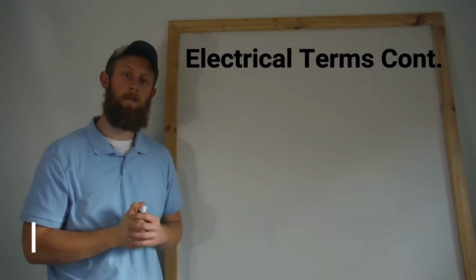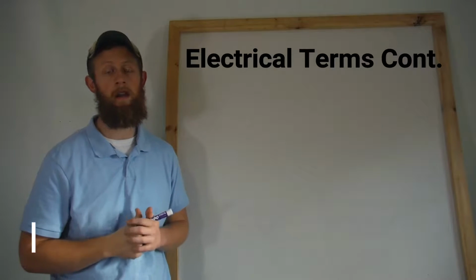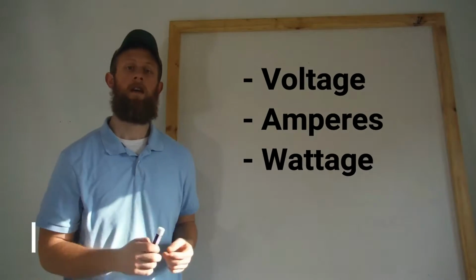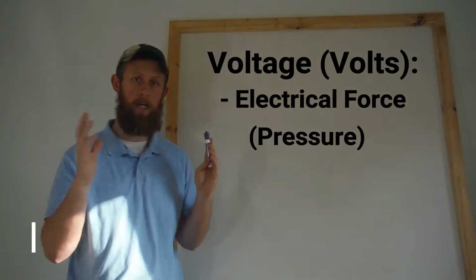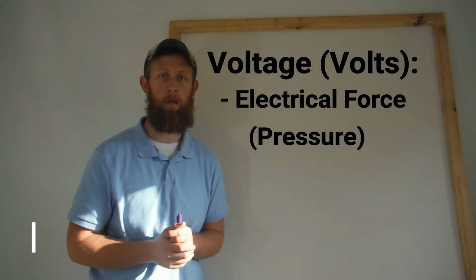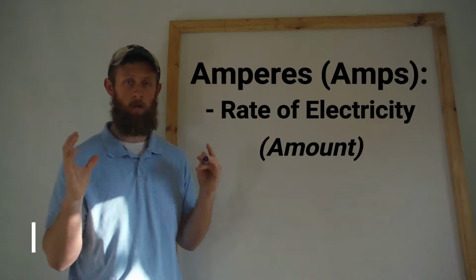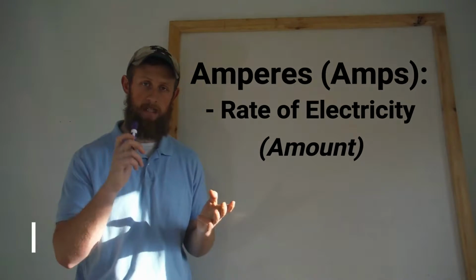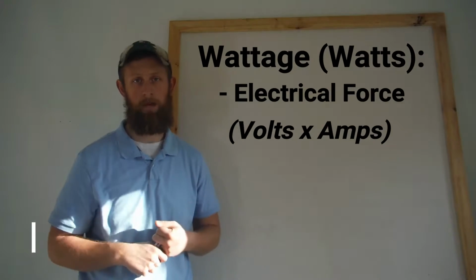Alright, in this video we're going to define a few more terms related to electricity that you need to know before we move on. Those three terms are volts, amps, and watts. So starting with volts, volts are the electrical pressure. It's a measure of electrical pressure as it passes through a conductor, much like the copper wire we talked about earlier. Amps is the amount and the rate of electricity that is being passed through said conductor. And then lastly, watts is that total power and force of the volts and amps combined.